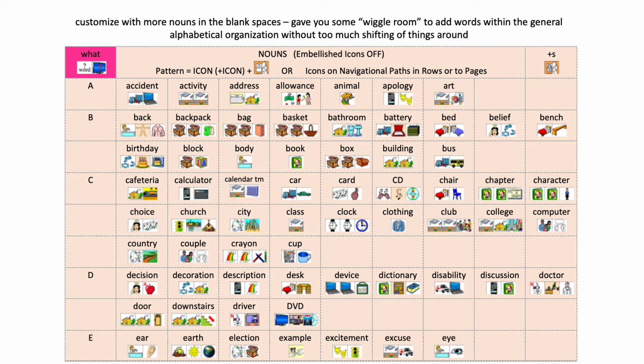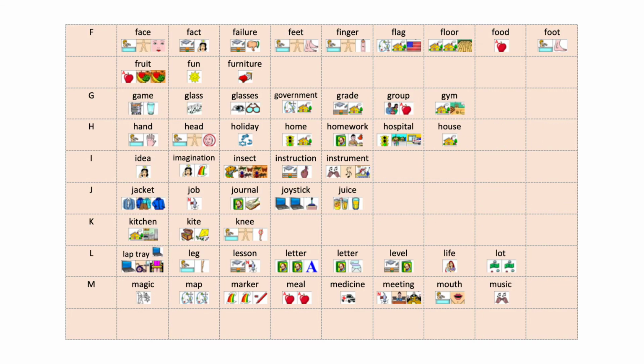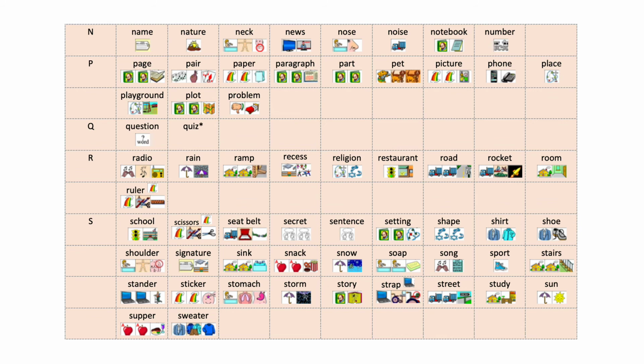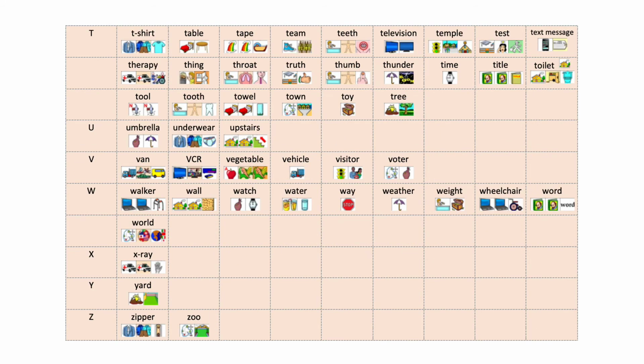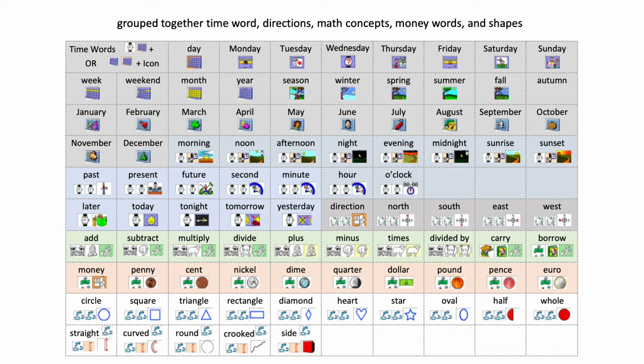Page 11 starts the third column of the wall chart with nouns. Once again, there are blank spaces in order to customize additional important nouns. Page 12 takes us from F to M. Page 13 continues with N through S. And page 14 wraps up nouns.